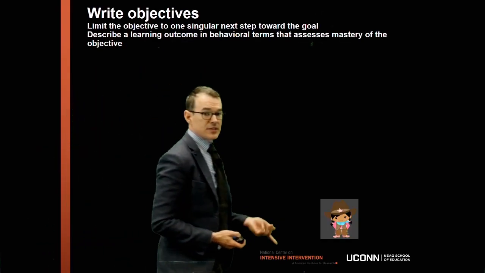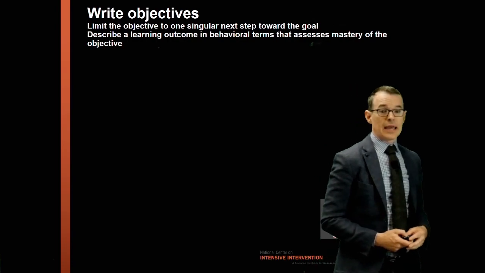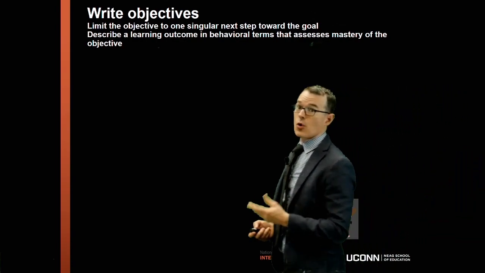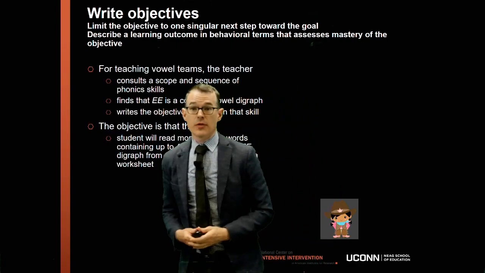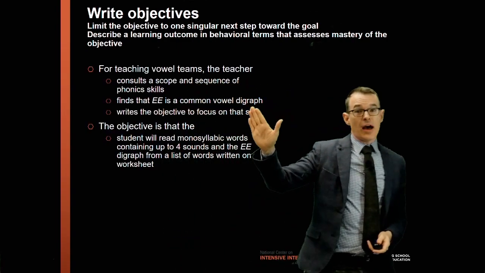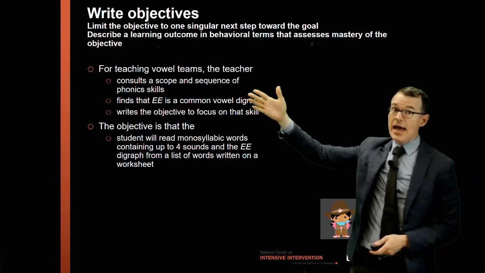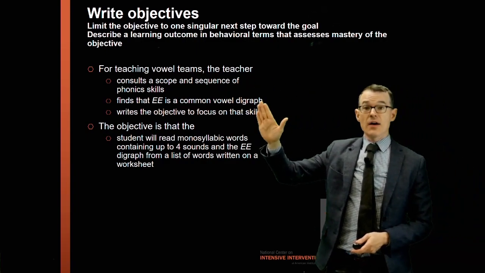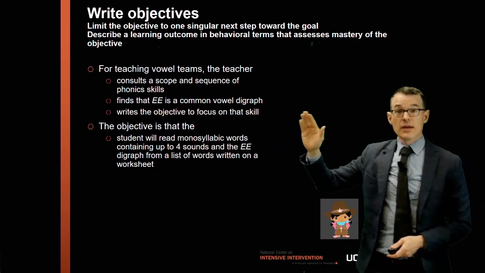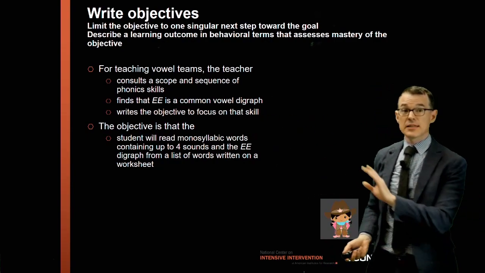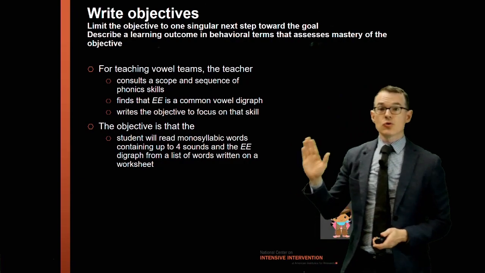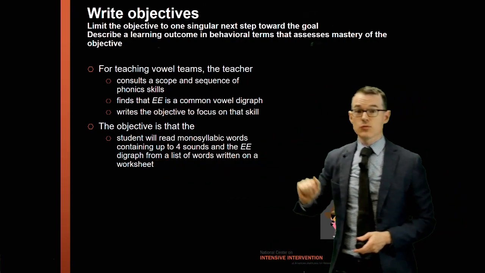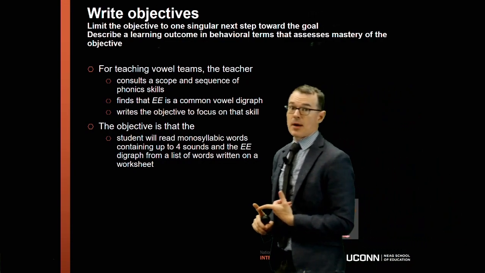Now let's look at this in terms of an example for Ariana and how an objective could be written about her lesson. So we know we're focusing on decoding with her, and for the teaching of the vowel teams, this teacher does not have a program, and so has consulted a scope and sequence of phonics skills, found that EE is a common vowel digraph, and writes the objective to focus on this. This is the objective the teacher comes up with: Students will read monosyllabic words containing up to 4 sounds in the EE digraph in a list of words written on a worksheet. So let's think about the criteria here.